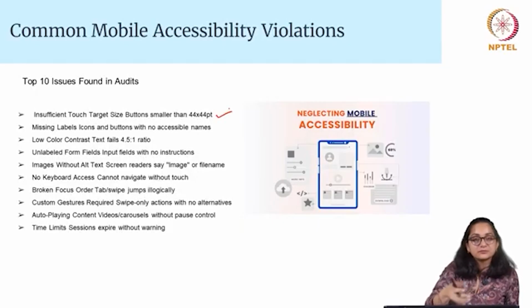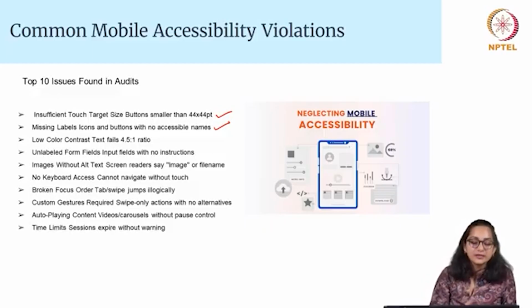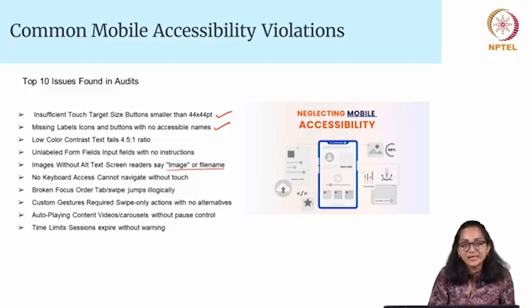of course, the first one which we discussed in the previous slide, insufficient touch target size, missing labels, icon signifiers and button signifiers with no accessible names, low contrast text, unlabeled form fields, images without alt text where screen readers just say image or the file name, no keyboard access, cannot navigate without touch, broken focus order, where tab or swipe jumps illogically.